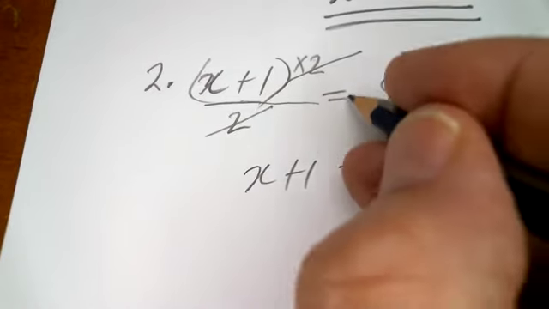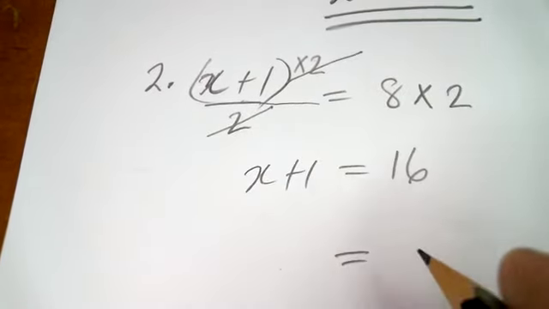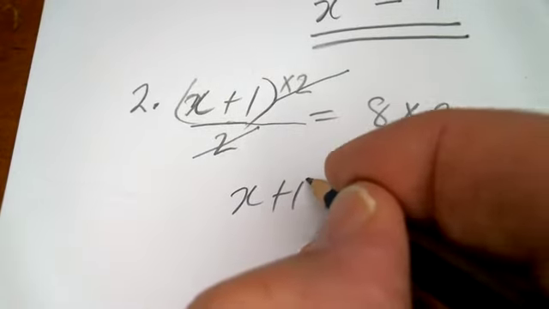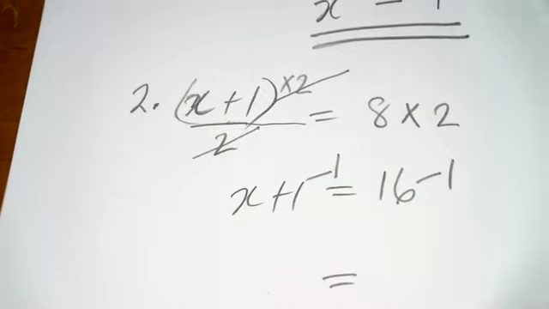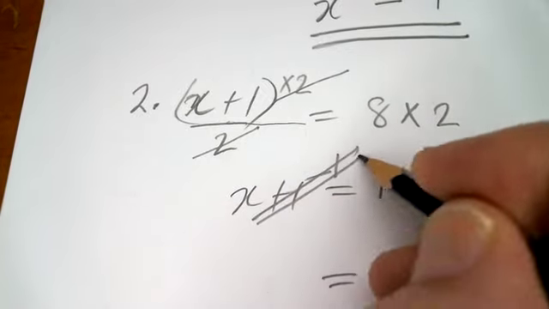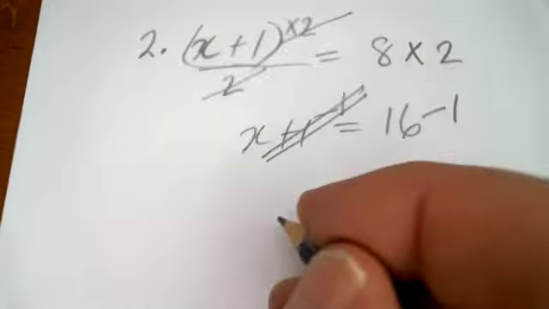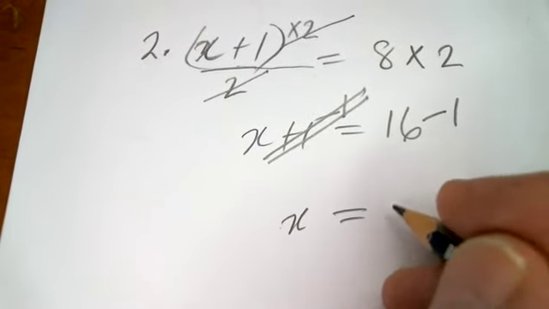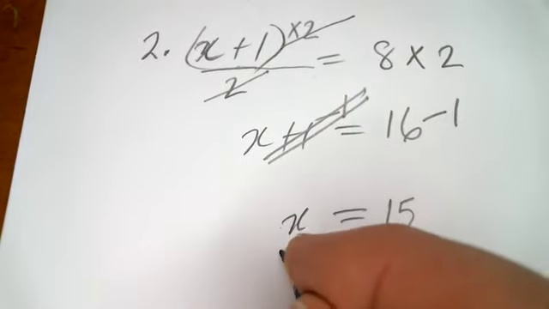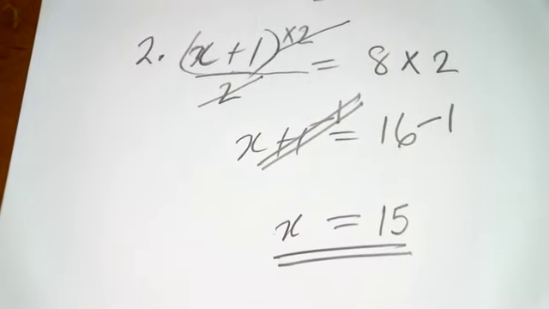So next line, again, keeping the equals as under each other as I can. So now I'm going to subtract 1. I'm going to now undo the plus 1, subtract 1 from both sides. Of course, 1 subtracted from 1 is 0, and I'm left with x is equal to 16 minus 1, which is 15. And there is my solution.